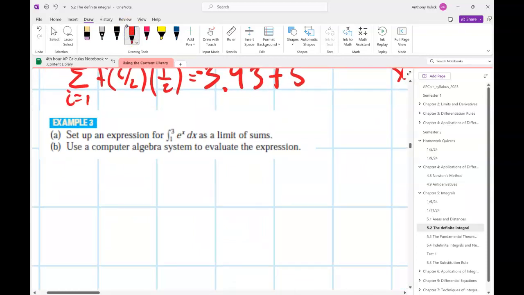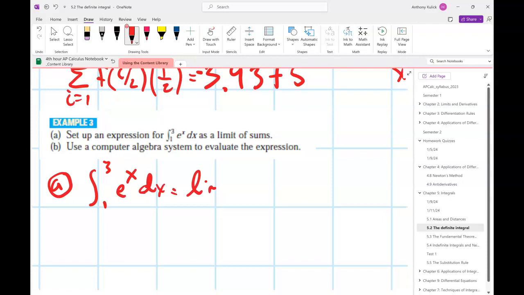So part A says, set up the expression, the integral from 1 to 3 of e to the x dx as a limit of sums. And then it says, use a computer algebra system to evaluate this. None of us have one of those, so we're just going to skip that part. We'll just do the setup. So that's the limit as n goes to infinity of the sum i equals 1 to n of f of x i delta x. Everybody's okay?